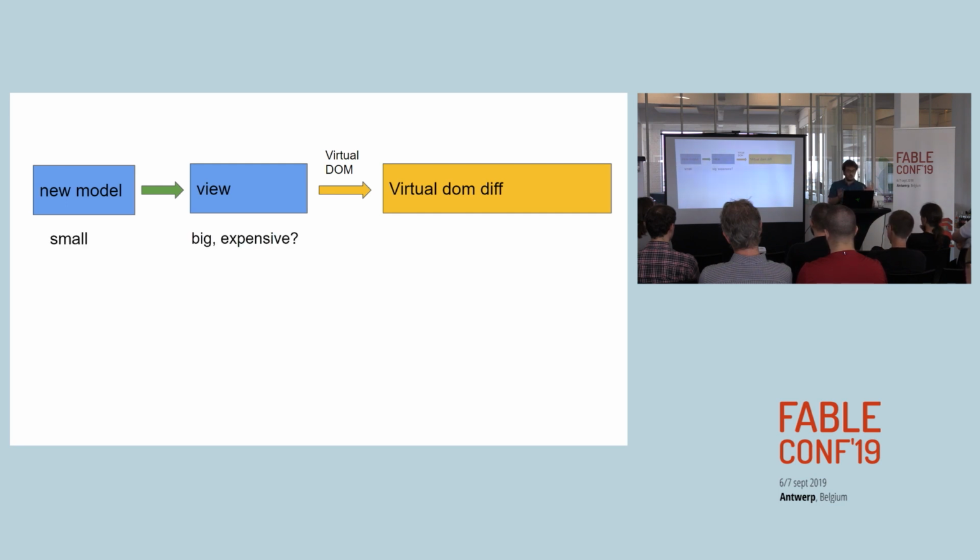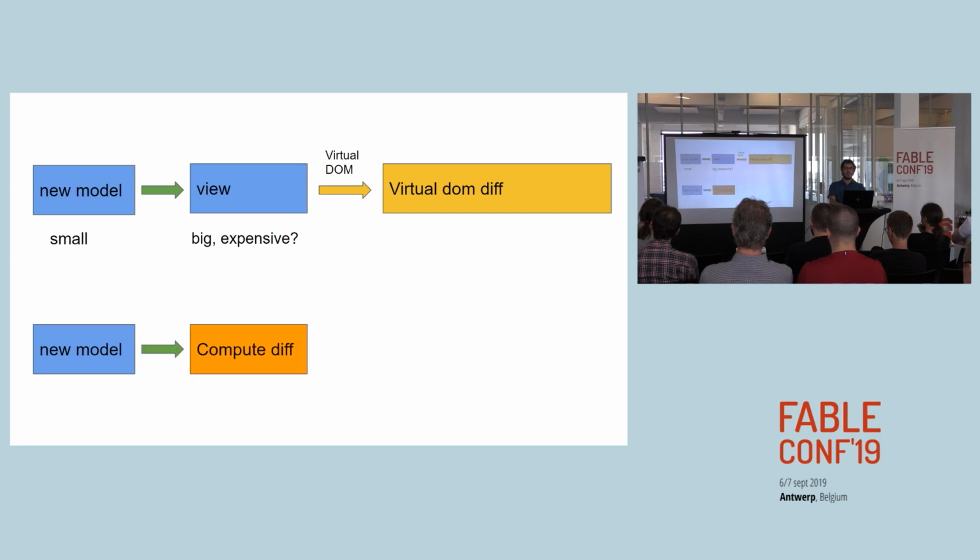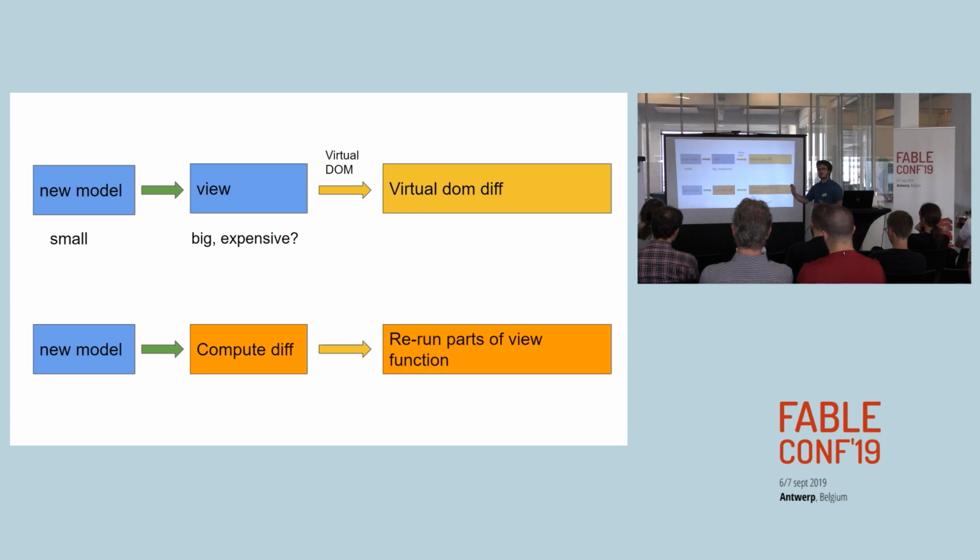The new model is typically rather small, because we're talking about entities in the world. The view result, on the other hand, is rather big. This is also the case for user interfaces, but for 3D scenes you often have 100,000 objects in your scene graph, which is produced here. So this is rather big. The idea was to take the model and compute the diff directly on the rather small model, and then only execute the parts of the view function which have been affected by the changes detected at this early stage.